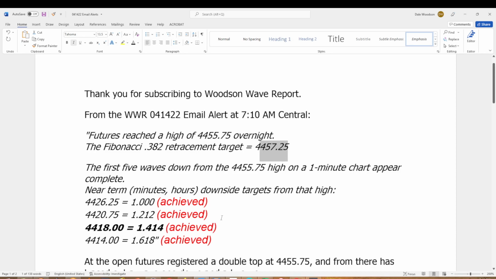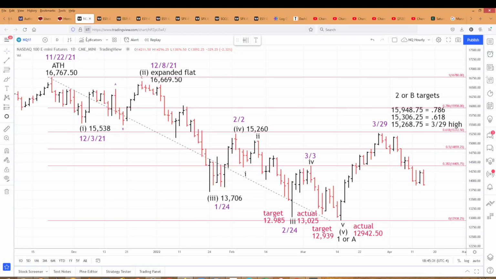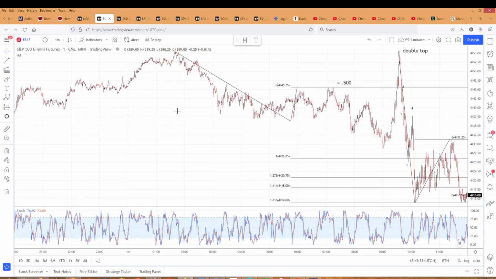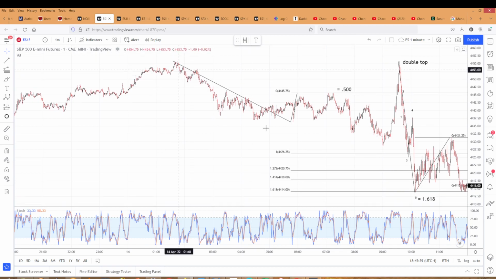You can see I filled this in later. They were achieved. So let me go to kind of doing things in reverse here. We're going to go to a 1-minute chart, and here is that early in the morning, that high. Let me squeeze this down a little bit. And there was our retracement, and here were our targets here. You'll see they match up, and the market hit them all. That's where it says achieved.